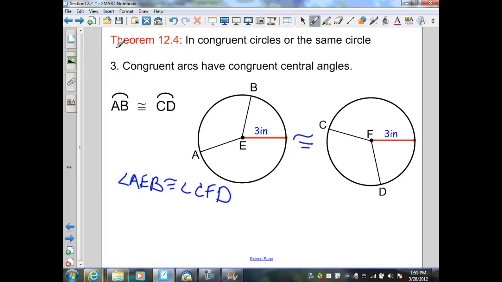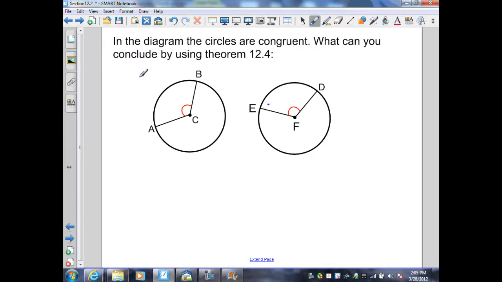Therefore, Theorem 12.4 relates three things in a circle. Congruent central angles are related to congruent chords, which are related to congruent arcs, and arcs are related back to central angles again. So if I know one of the three, I can link all three of them together by using Theorem 12.4. For our first example, we're given circles that are congruent. What can you conclude by using Theorem 12.4?